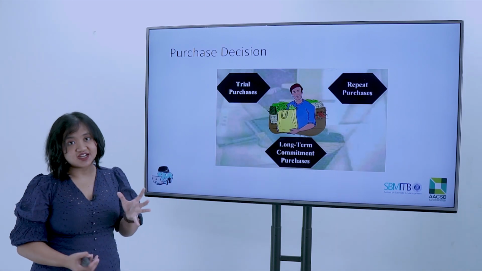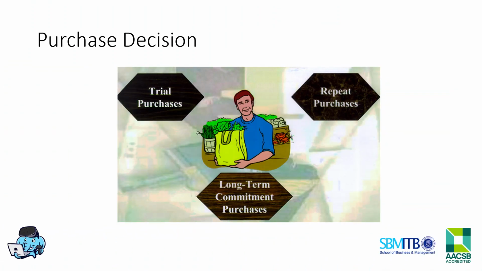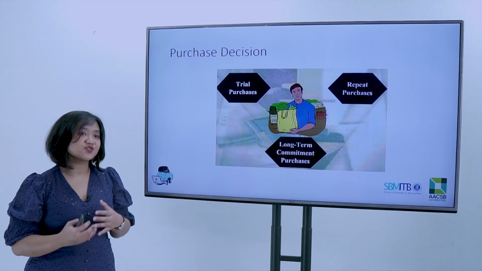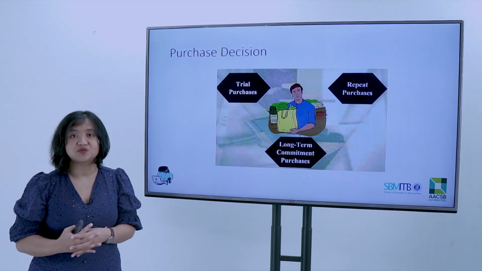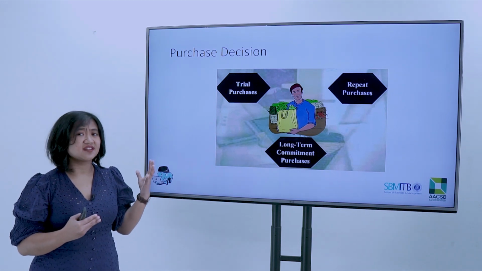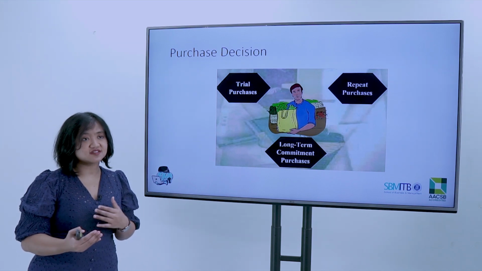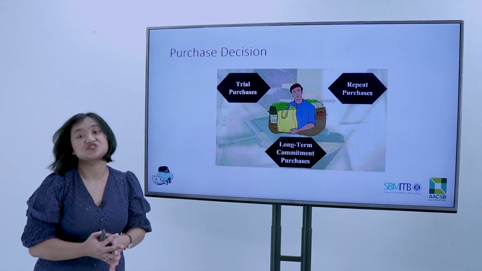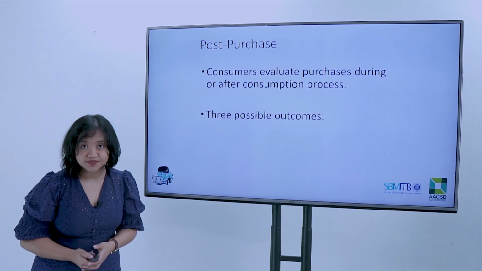So there are three kinds of purchase decision. First, trial purchase, next, repeat purchase, and the third is long-term commitment purchase. The trial purchase is usually for software products or games, where we find trial purchases. And the long-term commitment purchase we sometimes find in subscription business models, like Netflix and so on.